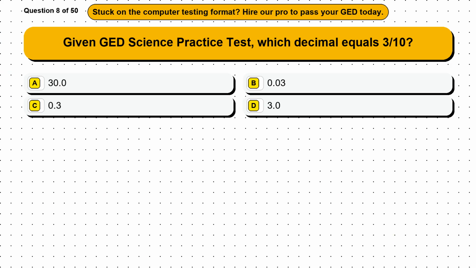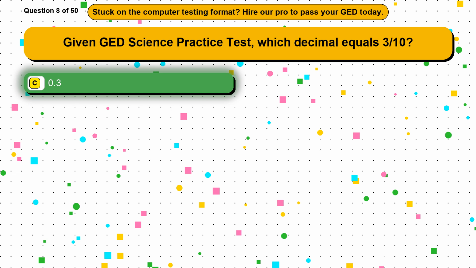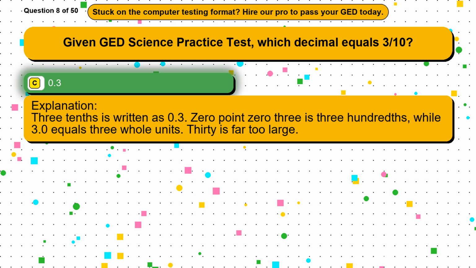Question 8. Given GED Science Practice Test, which decimal equals 3/10? Option A, 30.0. Option B, 0.03. Option C, 0.3. Option D, 3.0. The correct answer is option C. 0.3. 3/10 is written as 0.3. 0.03 is 3/100ths, while 3.0 equals 3 whole units. 30 is far too large.